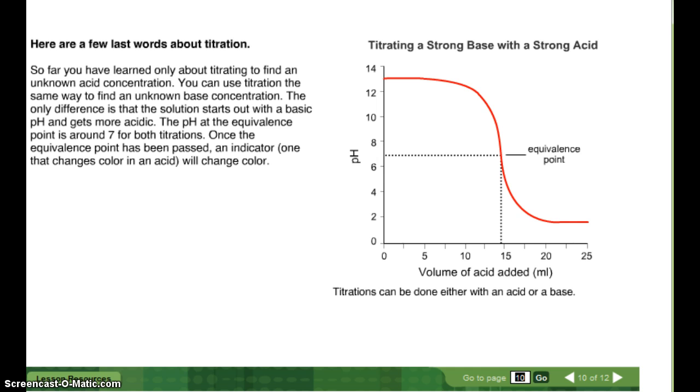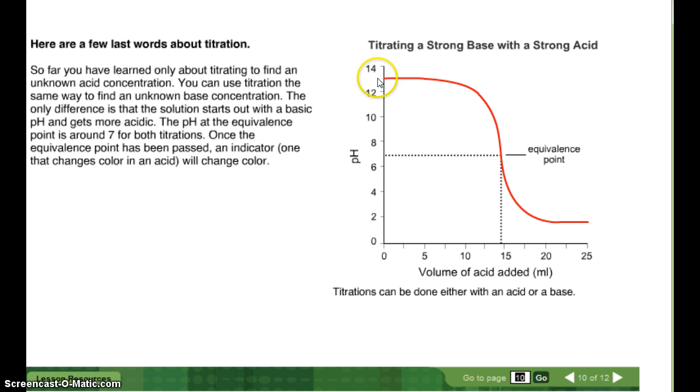So far you have learned only about titrating to find an unknown acid concentration. You can use titration the same way to find an unknown base concentration. The only difference is that the solution starts out with a basic pH and gets more acidic. The pH at the equivalence point is around 7 for both titrations. Once the equivalence point has been passed, an indicator, one that changes color in acid, will change color.